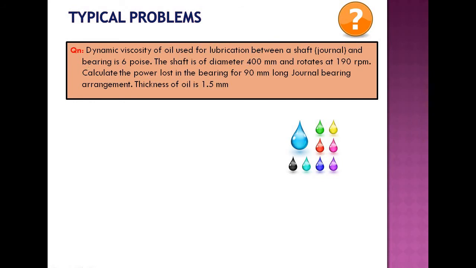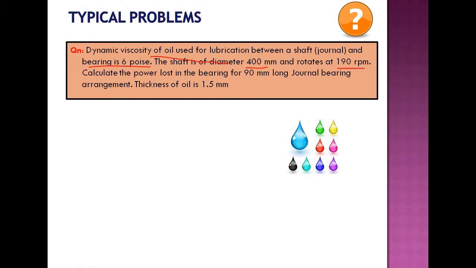So this problem is related to journal bearing. In a journal bearing you have a journal or the shaft rotating inside the bearing, and in between the journal as well as bearing you have a fluid film or highly viscous fluid film. The shaft is of diameter 400 mm, that is 0.4 meters, and it rotates at 190 rpm, that is the rotational speed of the journal is 190 rpm.